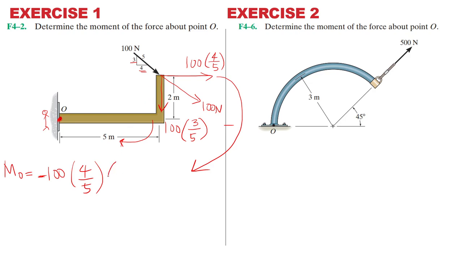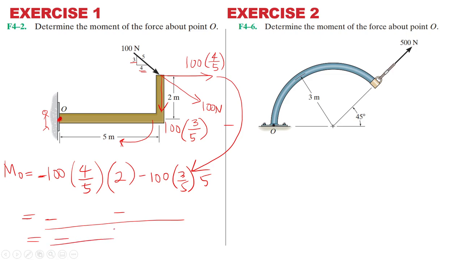The distance is perpendicularly 2. And then this one, 100, another negative. 100, 3 over 5, kali dengan 5 meter. So the value should be negative, another negative, and the final value should also be negative. So punch in your calculator, pause, space bar, whatsoever. You have to do it physically, punching in your calculator. Then you get the answer. So now you should pause.